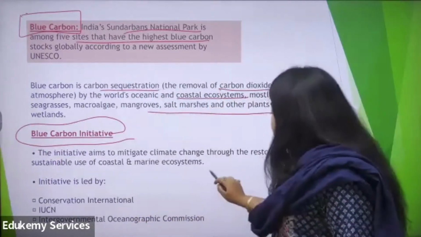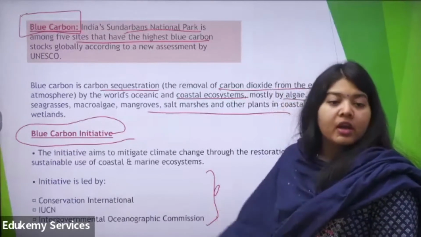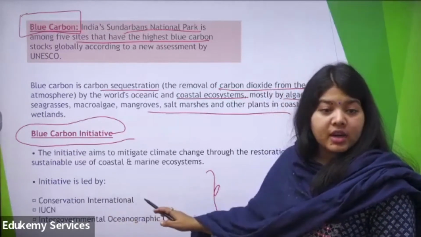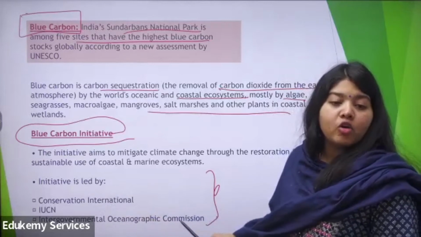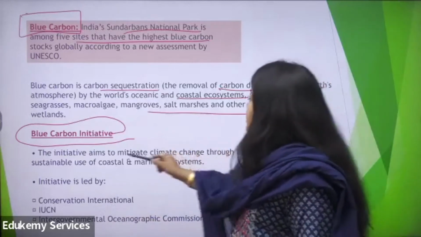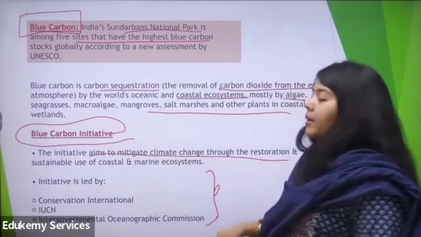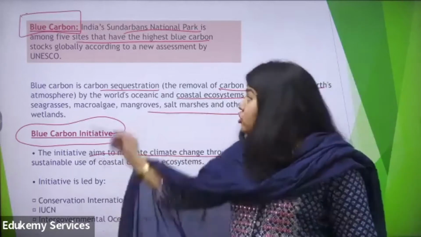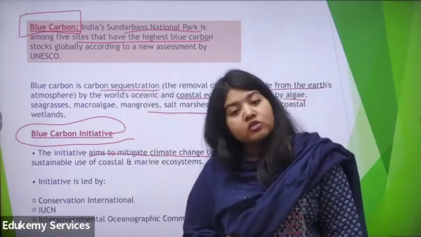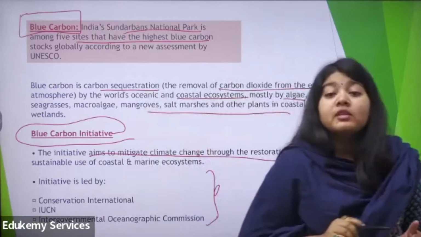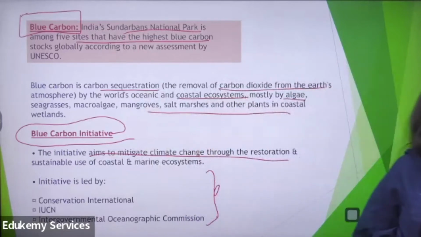This initiative is led by these 3 organizations: Conservation International, IUCN, and the Intergovernmental Oceanographic Commission. It is an initiative to mitigate climate change. That's it. I should know the name of the initiative, which is Blue Carbon, and because the Sundarbans are in the news, I need to know the initiative.